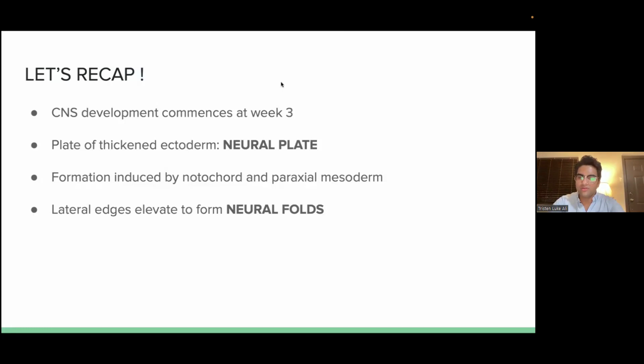So what do we already know? Let's recap what was discussed prior as well. We know that CNS development commences at the third week of fetal life. Out of the three layers, the one we are mostly concerned about is the ectoderm, which forms the neural plate, and the formation is induced by the notochord and paraxial mesoderm, which will become more important later on in our presentation. And the lateral edges elevate to form the neural folds.